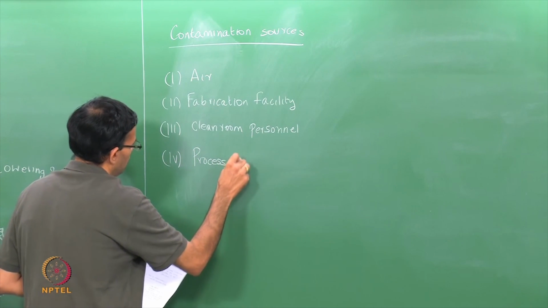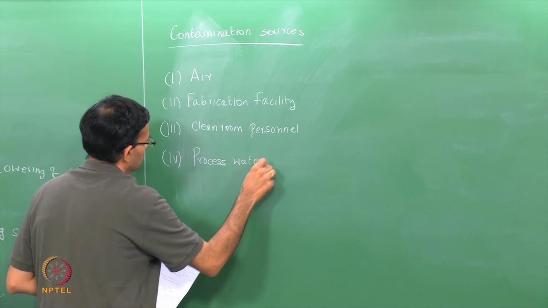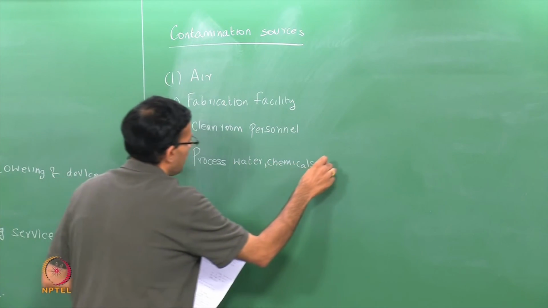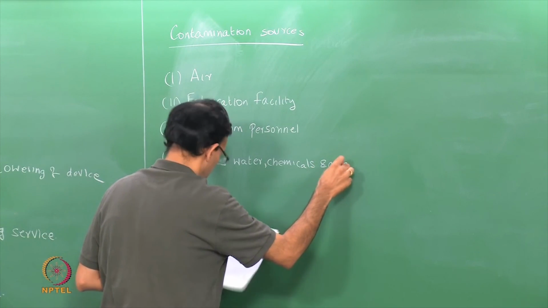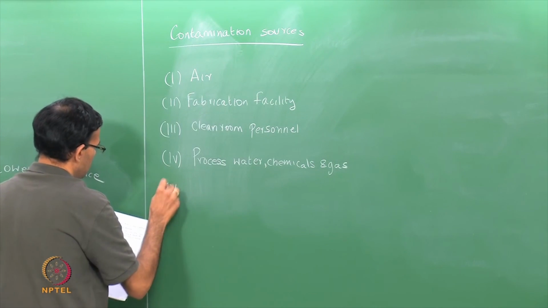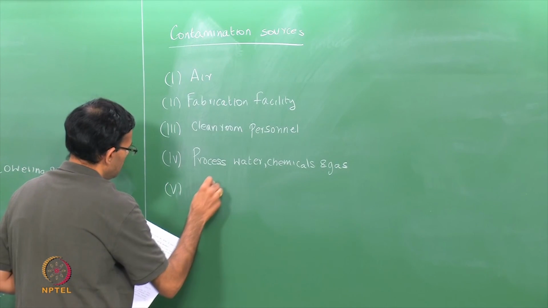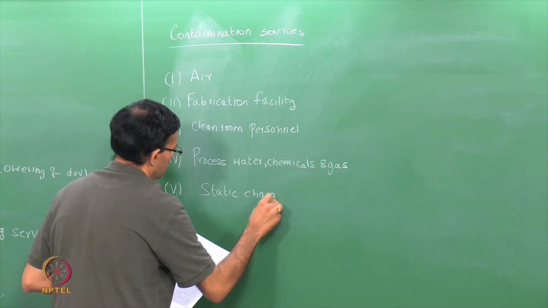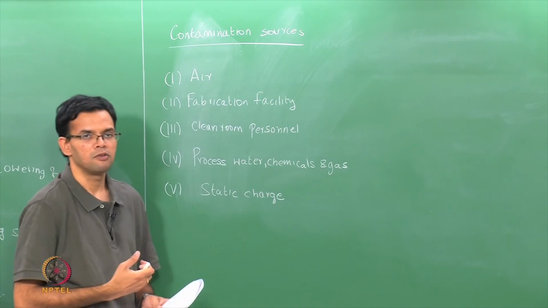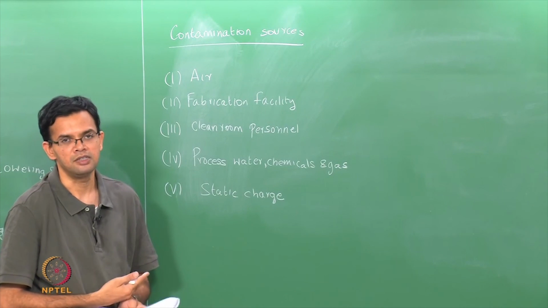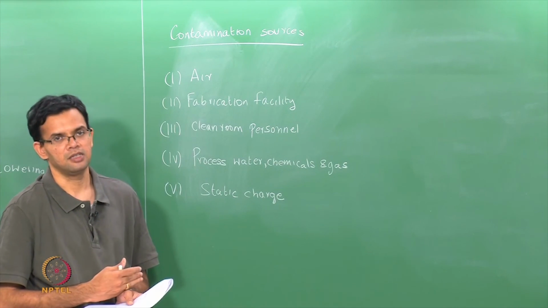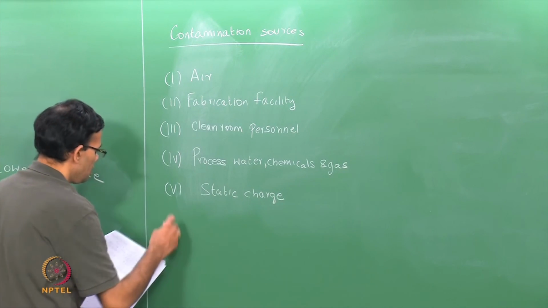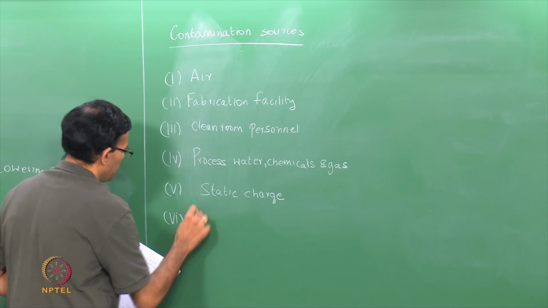So process water, chemicals and gas. Static charge, so this is because most of the surfaces are essentially insulating, where they rub against each other can cause a static charge, which can again affect device performance. Of course, process equipment.